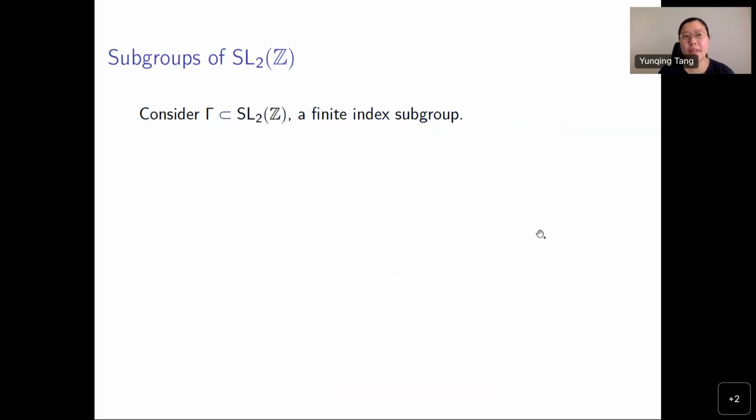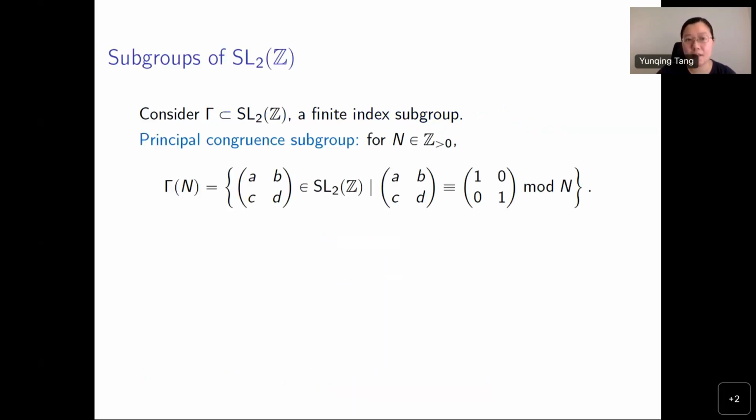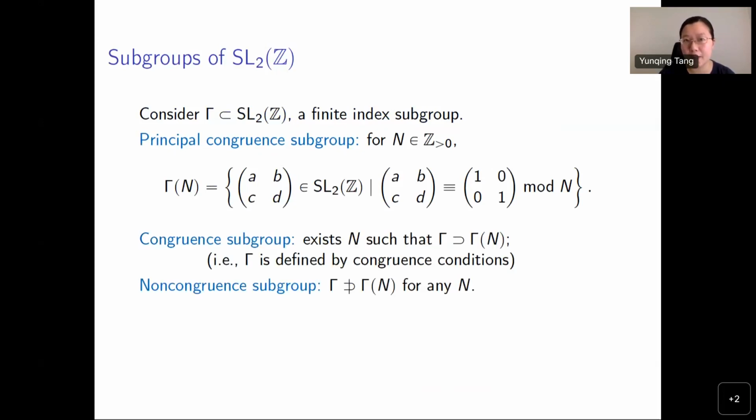So essentially the topic is, down to earth speaking, finite index subgroups of SL2(Z). There's a very special type of subgroup, the so-called principal congruence subgroup, namely those congruent to the identity matrix modulo N. And thus we can distinguish two types of finite index subgroups. One is the so-called congruence ones, namely those defined by some congruence condition. In other words, it contains Gamma(N) for some N. And also the non-congruence ones, namely those that are not defined using congruence conditions.